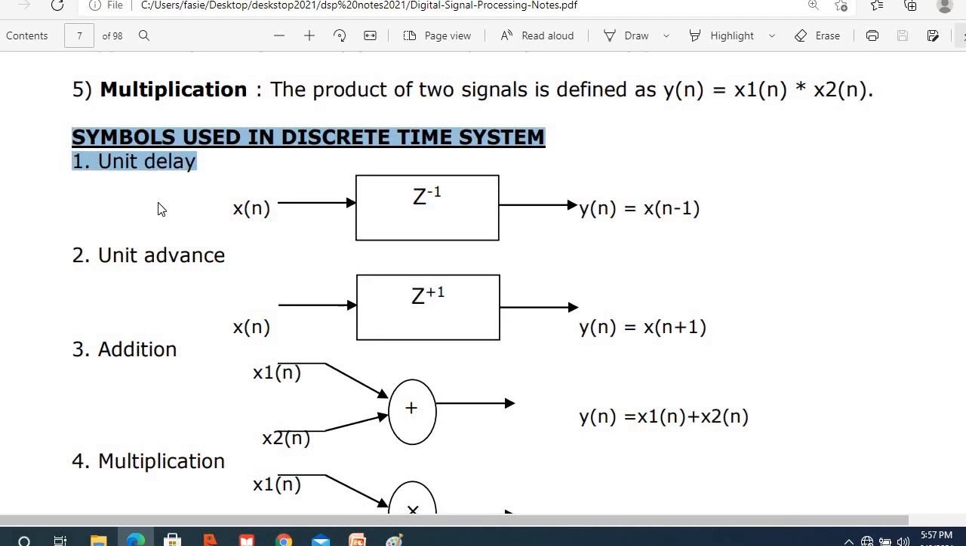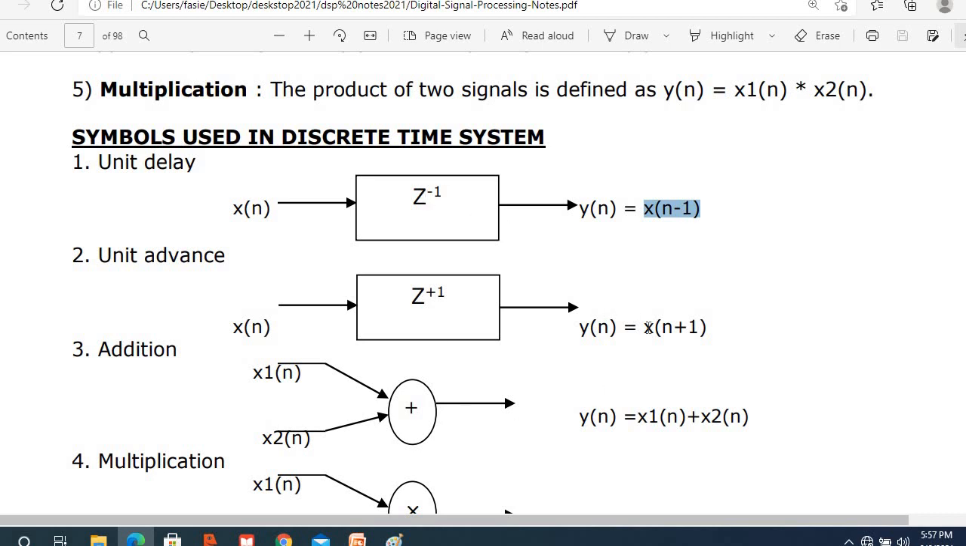As you can see here, the first concept we are using is a unit delay. So what is a unit delay? As you can see here, what is the input? X of n. What is the output? Y of n. Y of n is what I am writing, delayed by one position. So that is z power -1. If it is -1 over here, you have to write z power -1.